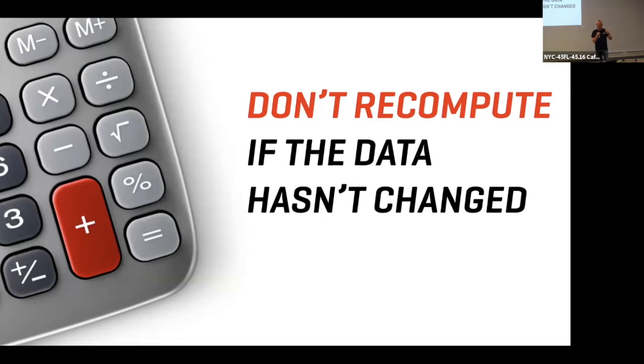It was actually the other way around. Don't store stuff you could recompute. But the world has changed. The internet has changed. And I would advise you to do the exact opposite: don't recompute data if the data hasn't changed.